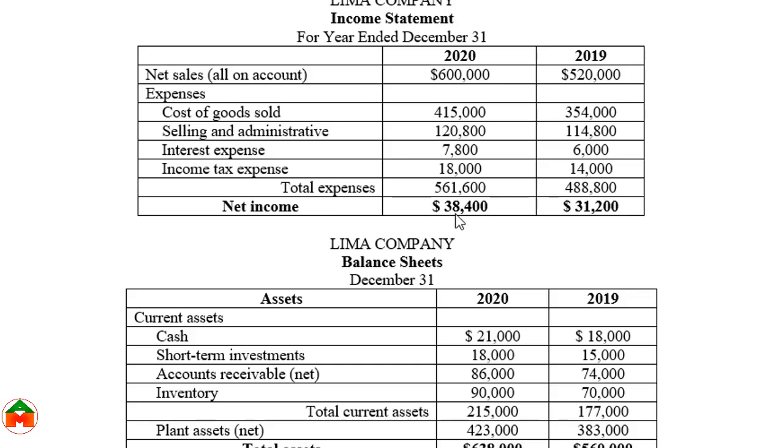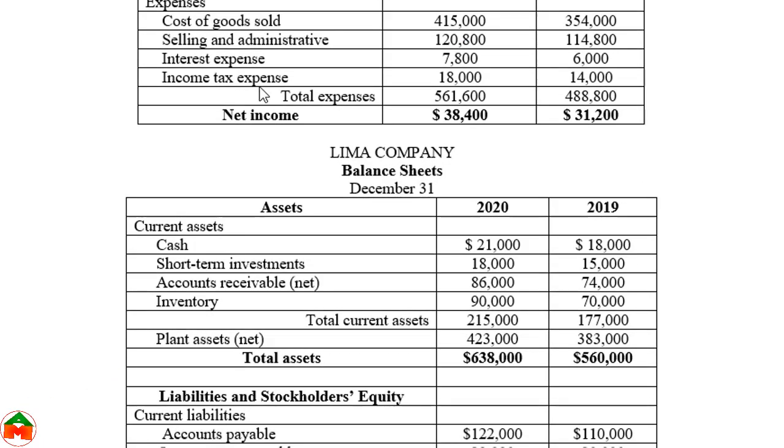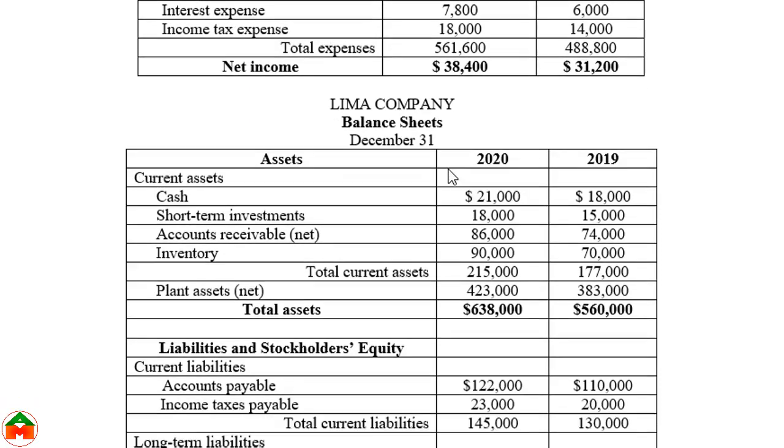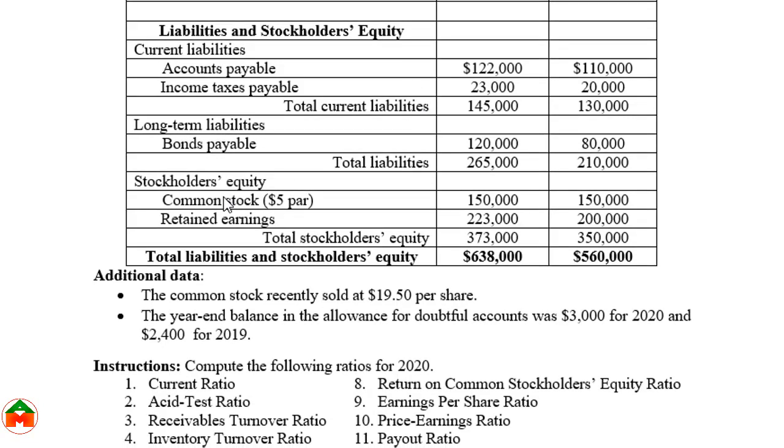Here the amount of net income is 38,400 and there is no dividend expense, preferred dividend, and here we can see we need to calculate the number of shares by dividing this 1,50,000 by the par value or face value of each stock. Let's see the solution.